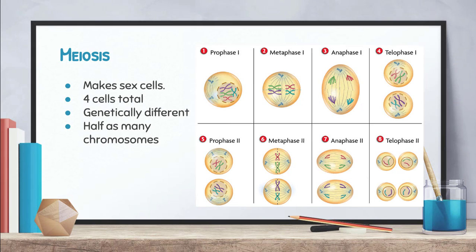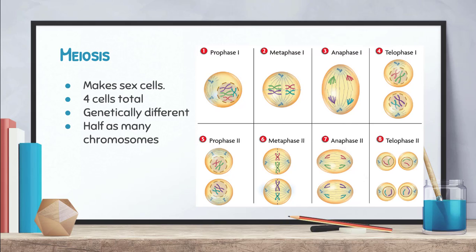So in the process of meiosis, we're undergoing a little bit of a different process here. Meiosis does not make body cells, but meiosis makes sex cells, things like sperm and egg. Rather than making two cells, like at the end of mitosis, we're making 4 cells total. Rather than being genetically identical, all 4 cells at the end of meiosis are genetically different and contain half as many chromosomes as the original body cells.